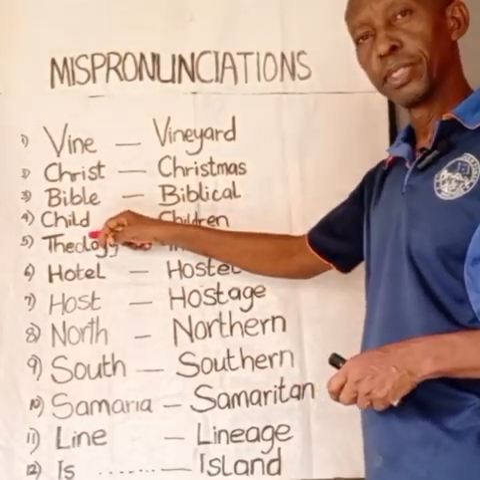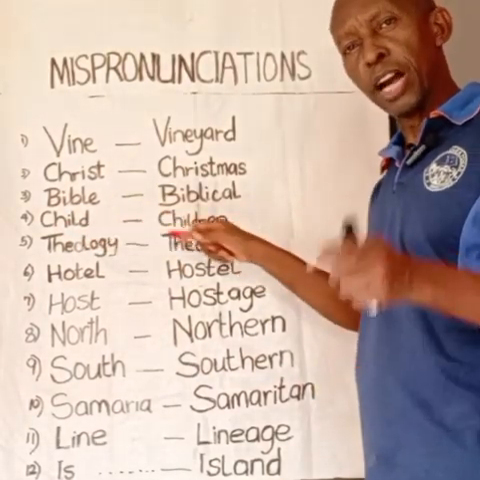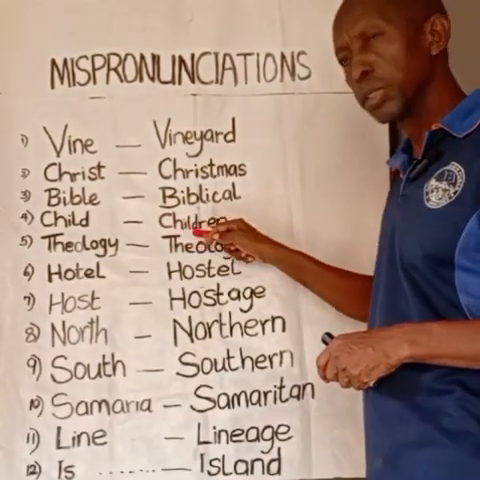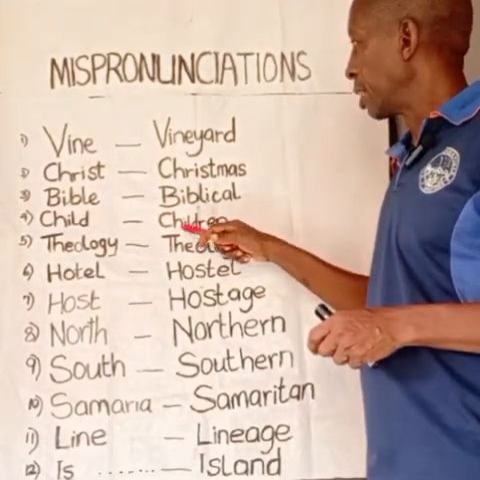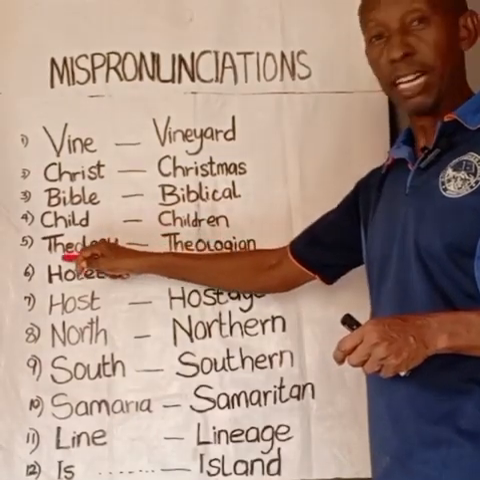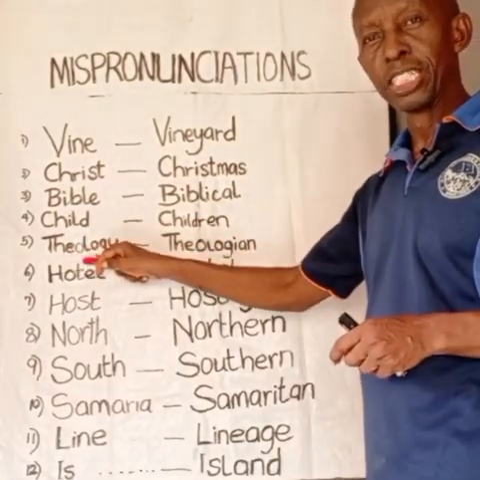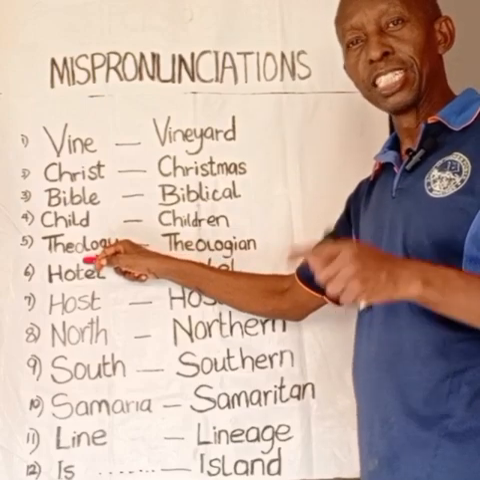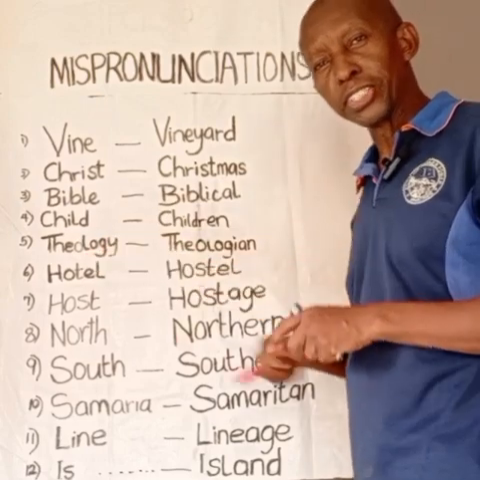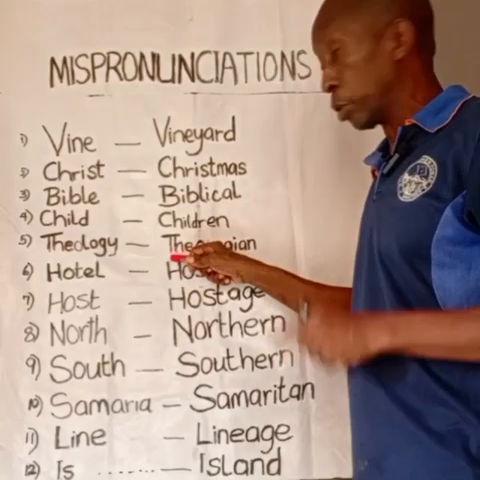Child. And you read? So what? Children? Good. Children. The next word. Here we have a long word. Theology. Theology. Correct.